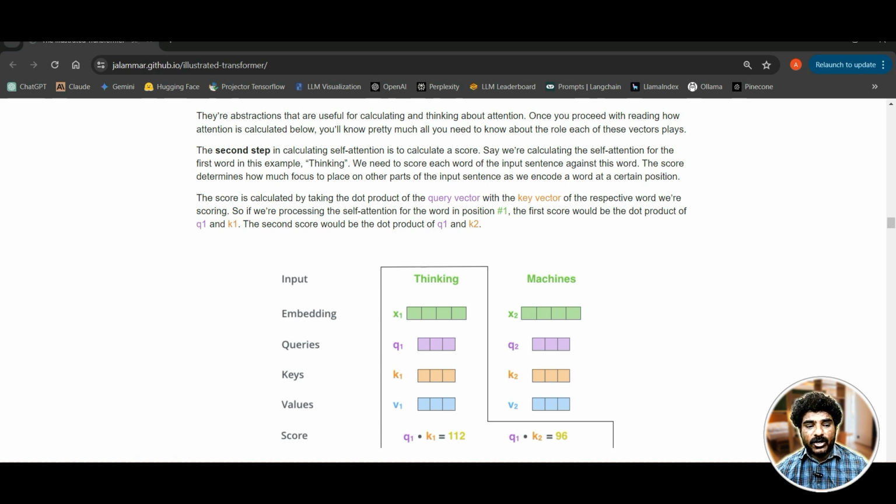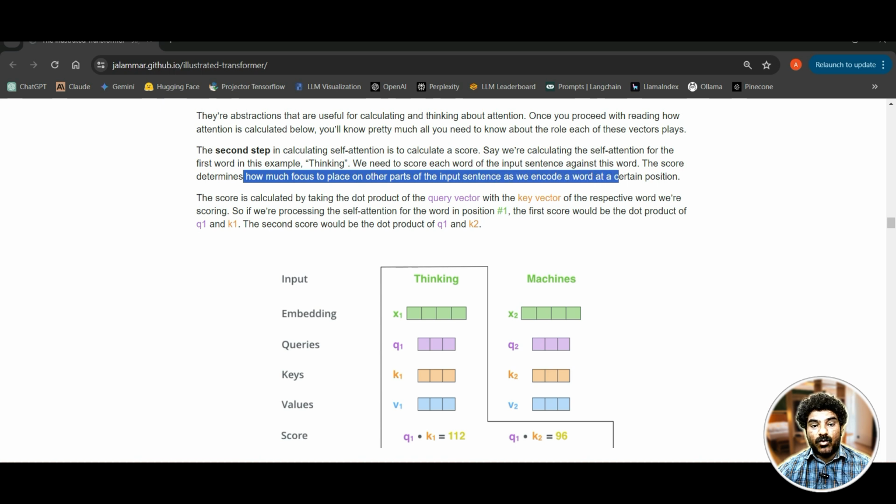In the second step, you are going to calculate the self attention score, or the attention score. Let's see how you calculate that particular score, which will be the attention for that particular word. This score determines how much focus to place on other parts of the input sequence as we encode a word at a certain position. So this is very important, right?